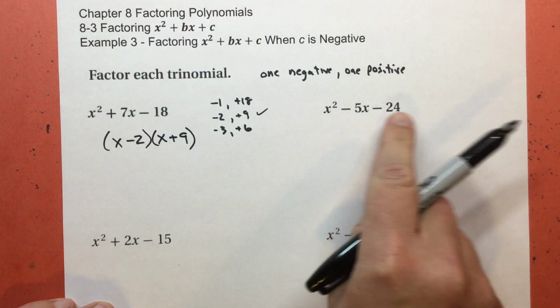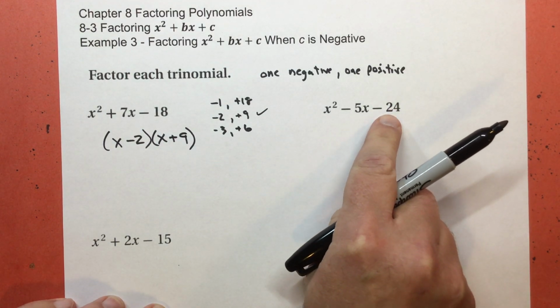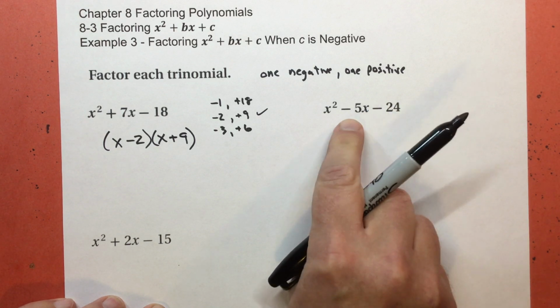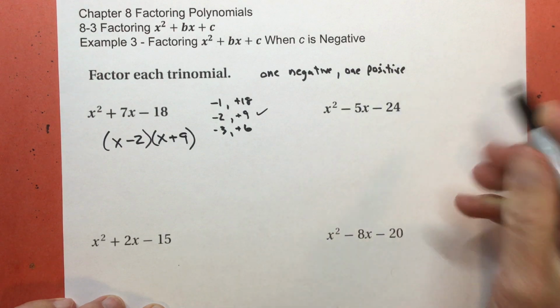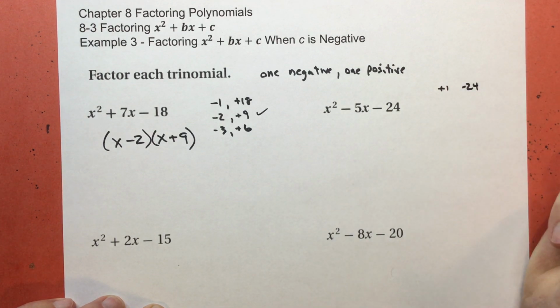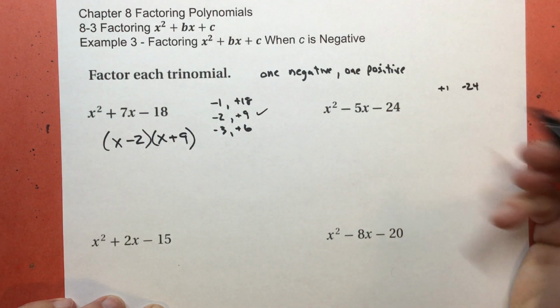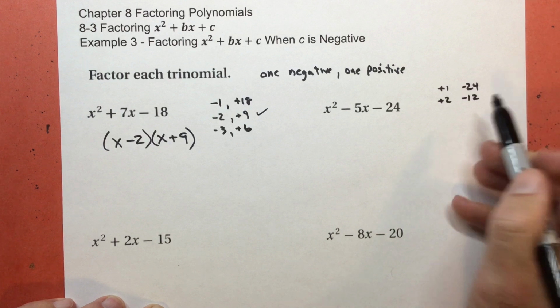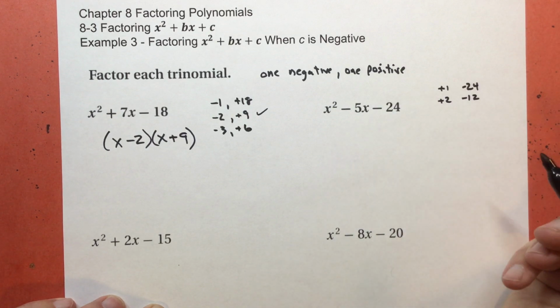Let's look at this one. Again, I'm going to get one positive and one negative, but the number that looks bigger is going to be the negative one. So I'm going to try positive 1 and negative 24. That'll give negative 23. Positive 2 and negative 12. That will give negative 10. Getting closer, but it's not there.